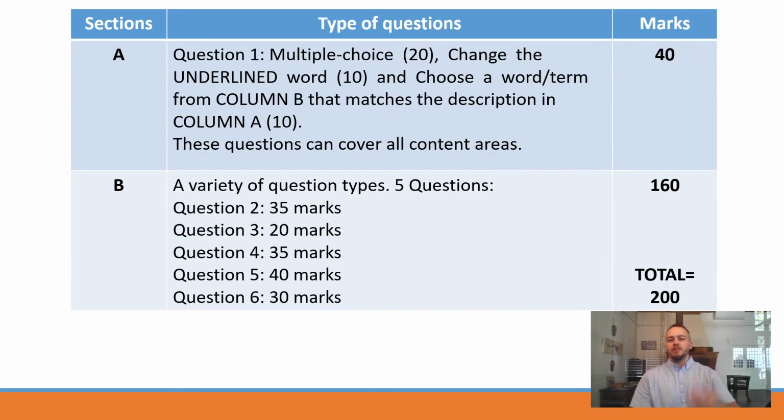Section A, question 1 is the normal monkey puzzle ABC questions, and then we have change the underlined word, about 10 marks there, and then choose a word or term from column A to column B. That's usually 10 marks, and that's your first section, 40 marks, and that covers all the content. This will now be your safety, which your teacher must have drilled into you from grade 10. It'll be your equipment, it'll be your tools, it'll be everything, even irrigation will be covered there.